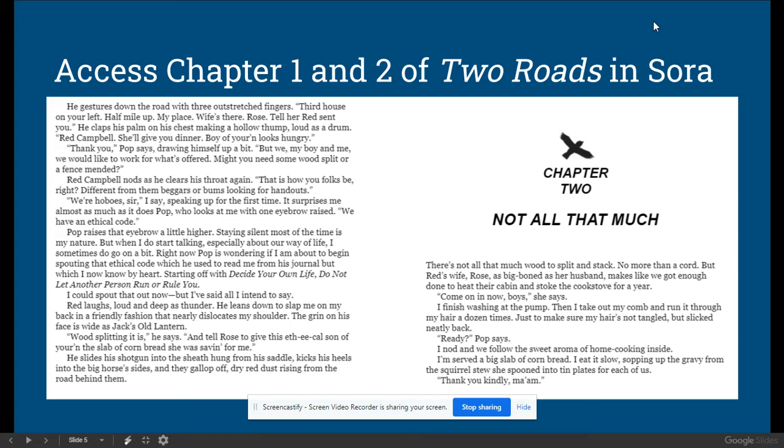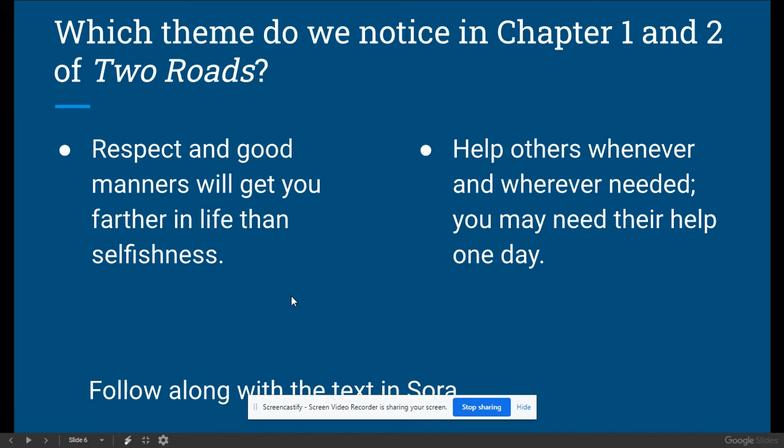We also see their interaction with Red and how Red suggests that they go to see his wife Rose and that she would feed them. Pop insists that they do some work, and so they chopped wood for her and then enjoyed a great meal. So then they asked, which theme do we notice in chapters 1 and 2 of 2 Roads? Respect and good manners will get you farther in life than selfishness, or help others whenever and wherever needed. You may need their help one day.